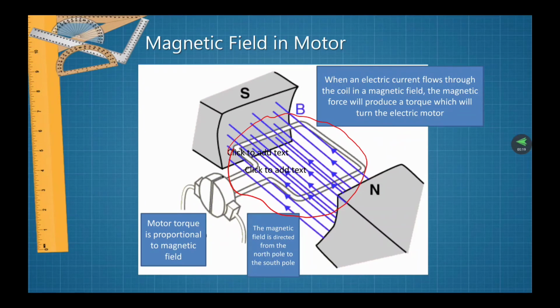The motor torque is proportional to the magnetic field. The magnetic field is directed from the North Pole to the South Pole, as we can see in this figure. This magnetic field will produce a torque which will turn the electric motor.